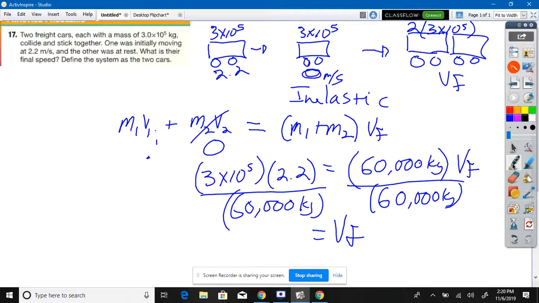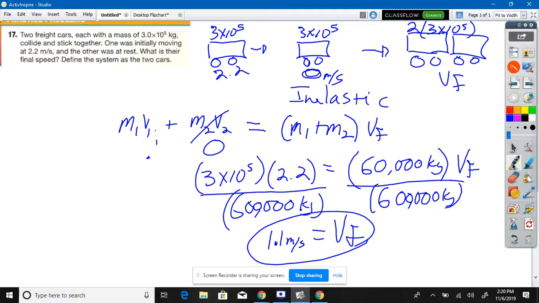Yes? 2 times 3 times 10 to the fifth? 30,000 times 2? It is 300,000. So it's 600,000 kilograms then. All right. Well, that makes an even smaller final velocity. What was our smaller final velocity then? I apologize. Ma'am, 1.1 meter per second. Okay, 1.1 meters per second is how fast they're both moving when they're stuck together.